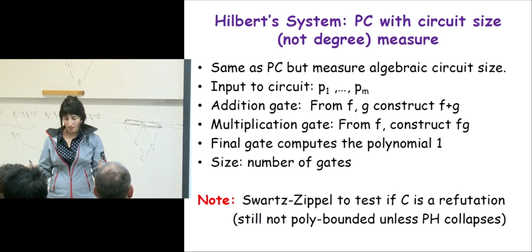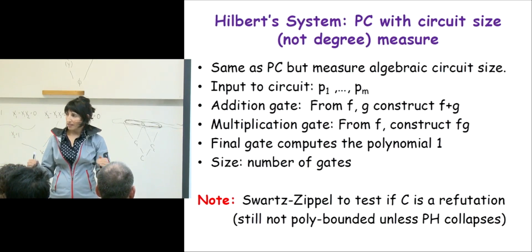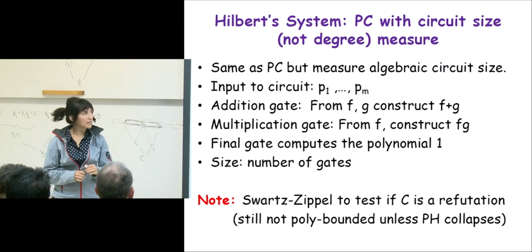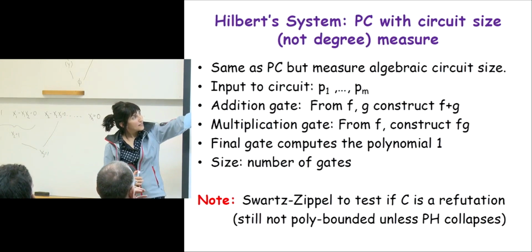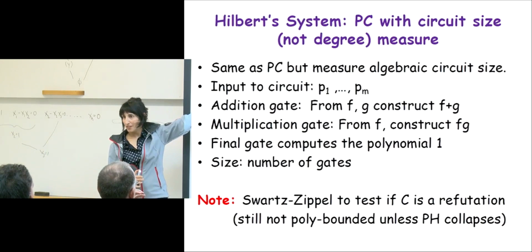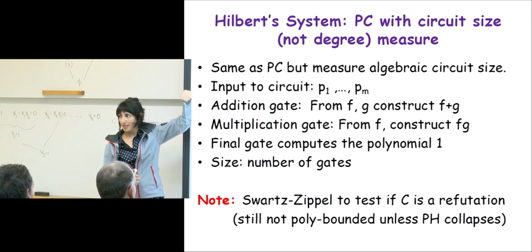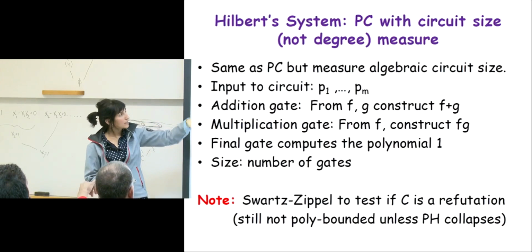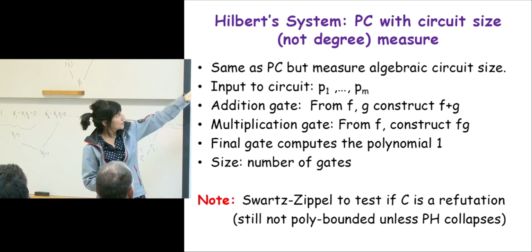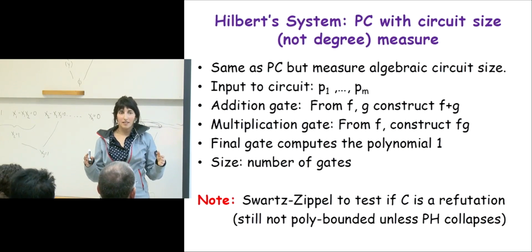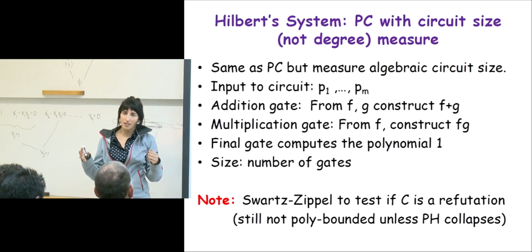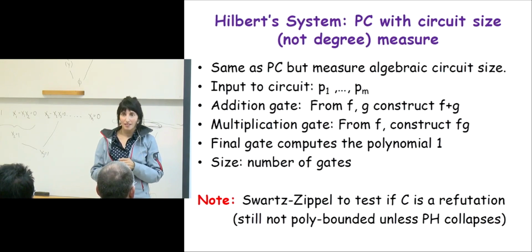No, it's just one circuit where the input is the P's, and you have addition gates which allow you to add previously derived F and G, and you have multiplication gates that allow you to multiply F by something. Make sense? Well, so the G's that you're adding are only the ones that you already derived from the P's already. Yeah, so it's the same rules that I had before. I'm just, like I said, viewing the whole proof holistically as one big algebraic straight line program, one big algebraic circuit.